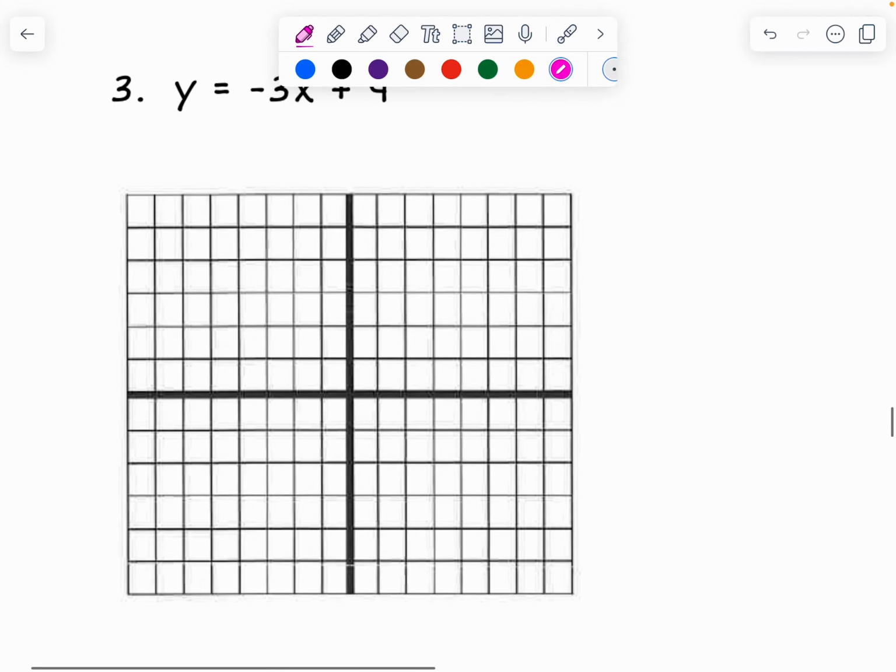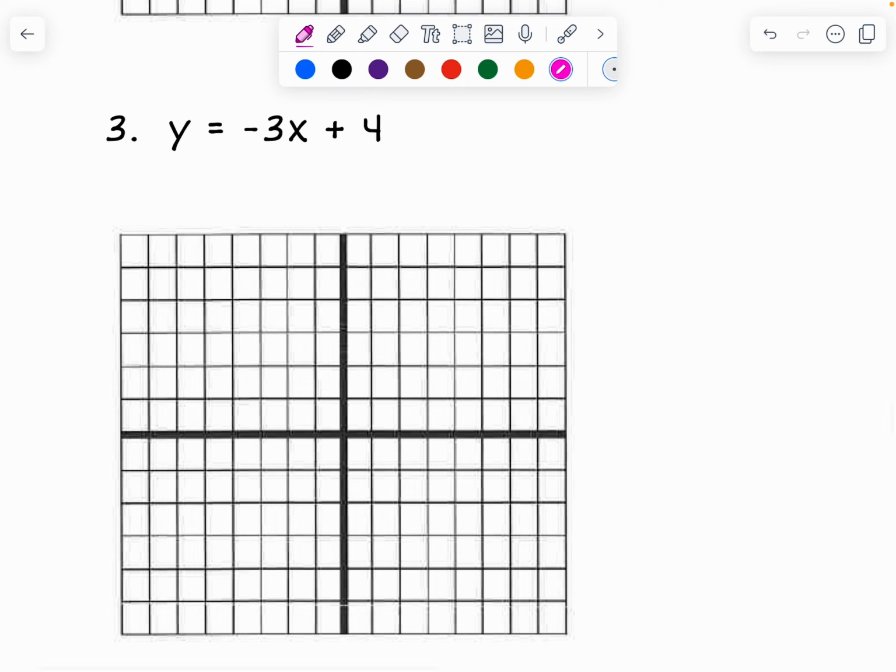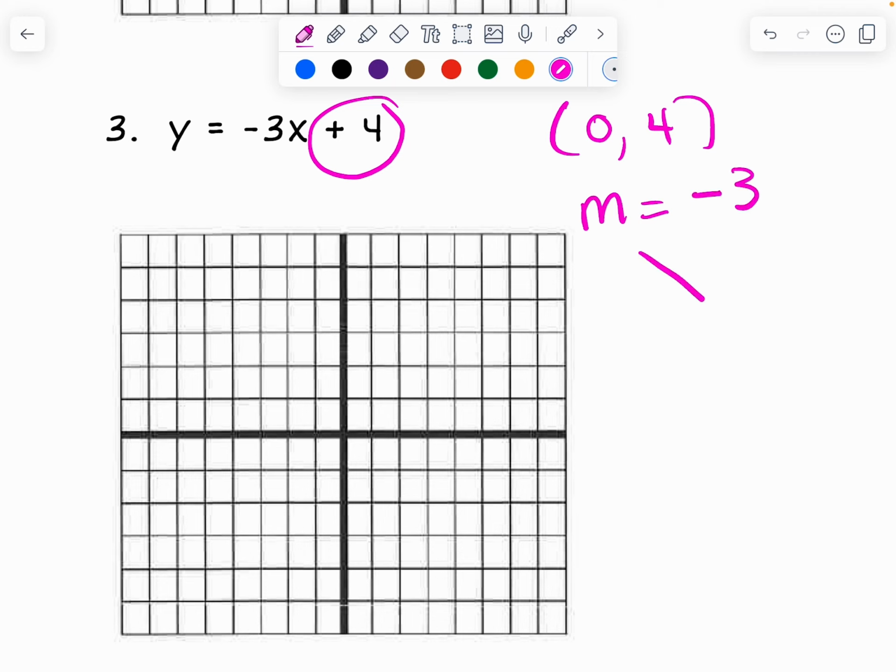Okay, so this one, I need my y-intercept. So that's the number that stands alone. And then I need my slope. That's the number sitting in front of x. It goes downwards. So it's going in the negative direction. So I go to 0, 4. So that's this point right here.